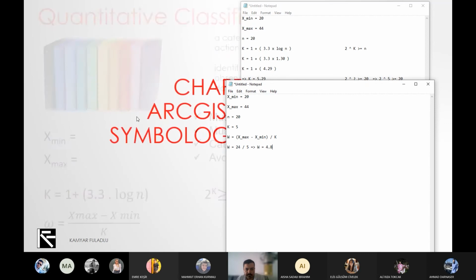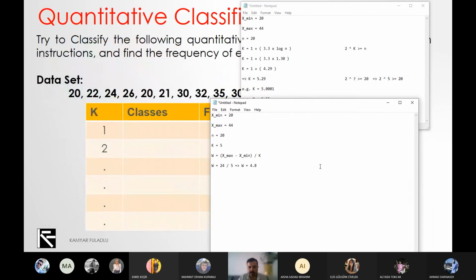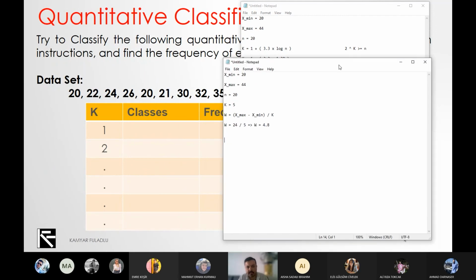Now we start to classify. I'm going to make a very small table over here. We will say that we have a class number, or k. Let's make a line here. Imagine this is our k, or our class number, which is 5. Then we have our classes, and we have a frequency. I'm putting another line here. As you will see, we have 5 classes: 1, 2, 3, 4, and 5.